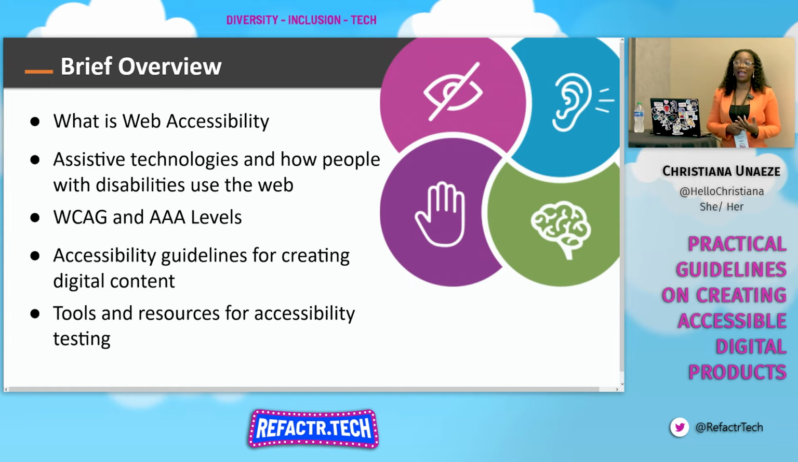So today, I will briefly talk about what web accessibility is. I will also talk about why you should design and code with web accessibility in mind. I will talk about the different kinds of disabilities and how people with disabilities use the web with different assistive technologies. Then I will talk about the web content accessibility guidelines and its various levels of compliance and various tools and resources that you can use for web accessibility testing.